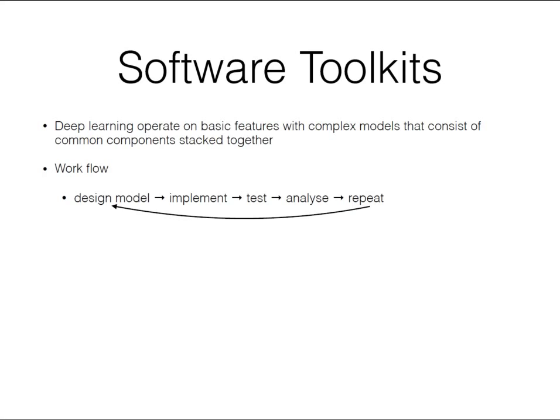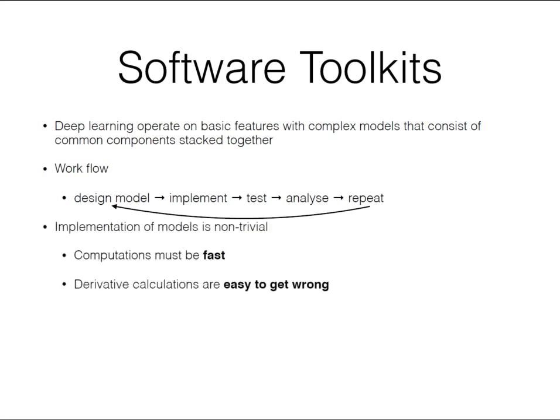The workflow that we work on is we design models, we implement them, test them, analyze the results, and then repeat that process. We basically want to iterate on this as quickly as possible. And that implementation step is non-trivial. Deep learning works by optimizing functions, and these functions are big, complex things. They're built of modular, reusable pieces. This is what lets us characterize them and develop an intuition for how they're going to behave and for how we should solve problems. But still, if you were to code these things up from scratch, it's quite a difficult thing.